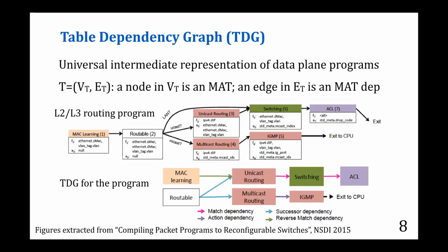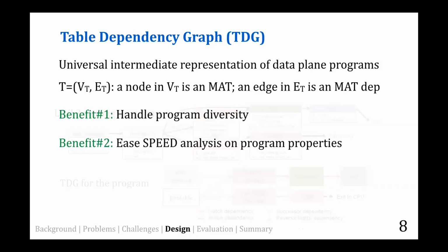At first, SPEED takes data plane programs as input and converts these programs into TDGs. TDG is a universal intermediate representation of data plane programs. A TDG is a directed graph where each node represents an MAT in the program, and each edge indicates the execution dependency between two MATs. This slide shows an example program and its corresponding TDG. We observe that the TDG can shield the details of the program. Converting data plane programs into TDGs handles program diversity and simplifies SPEED analysis.